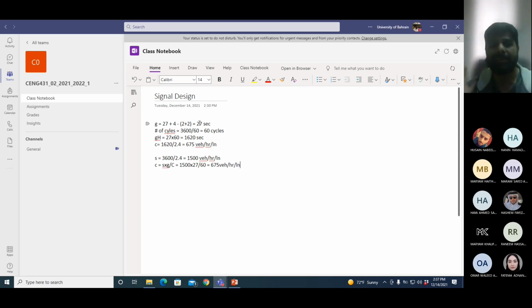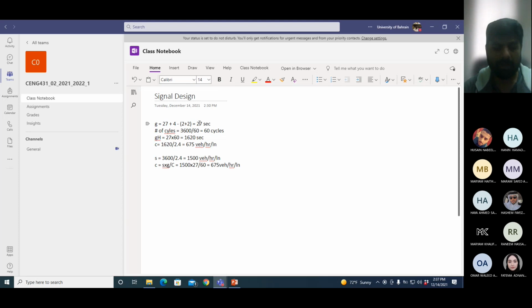You should be getting the same answer because we are still talking about the same signal, right? Same approach, same signal. So both approaches should give you the same answer. In one approach, I use the total effective green time of the hour divided by saturation headway to calculate the capacity. In the second approach, I calculated saturation flow rate and then multiplied it with the proportion of the cycle length which is effective green. Both cases will get the same answer.